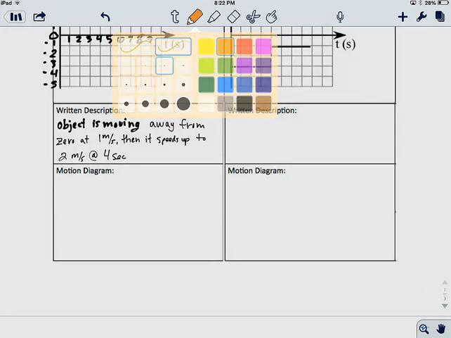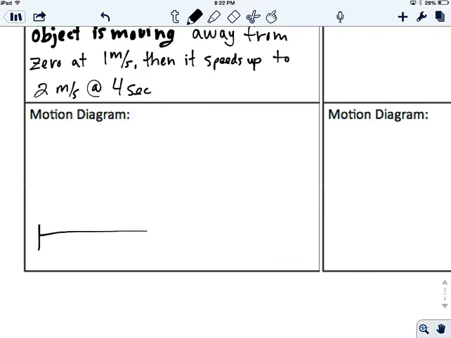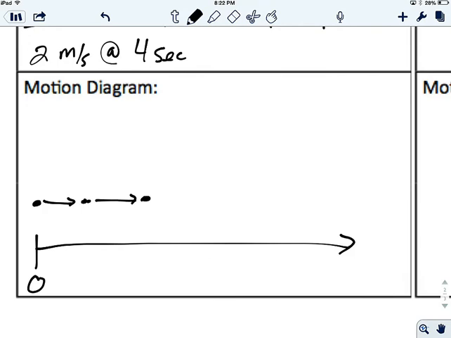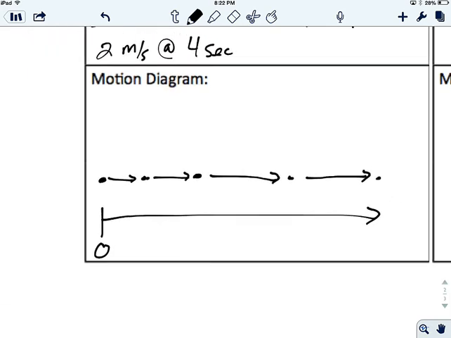For my motion diagram, let's make that black. Remember, every good motion diagram just starts with an axis. All right, so I've got my axis there. Now it starts at 0 and moves away, so I know it's going to move left to right. And it starts off going 1 meter a second, which is kind of slow. So we'll do that kind of thing. Now remember, I have to have arrows in between my dots. When it speeds up, my dots get farther apart, and my arrows get longer. So there's my motion diagram.